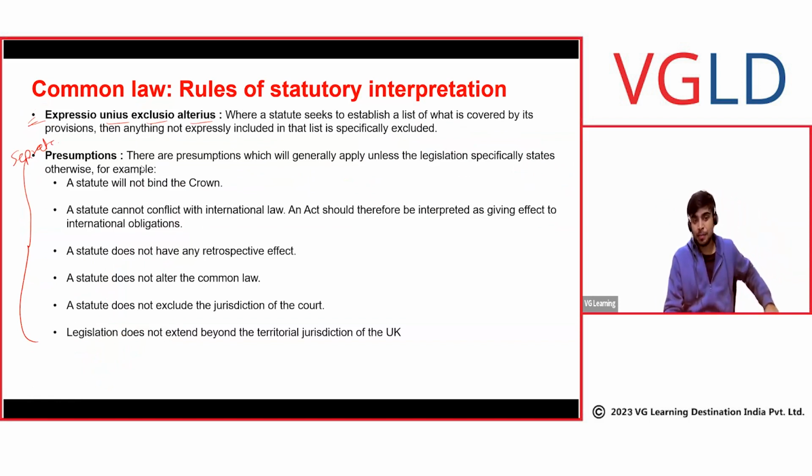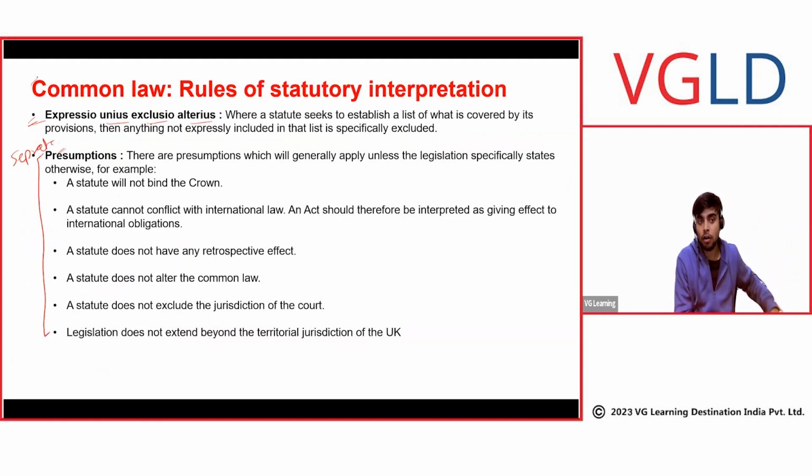Okay. These are the presumptions. I'm not sure why these are here. This should have been read once we were reading the law, common law. These are to be read before reading common law. Like how law will not bind the Crown. Crown basically means the monarch system in the UK.